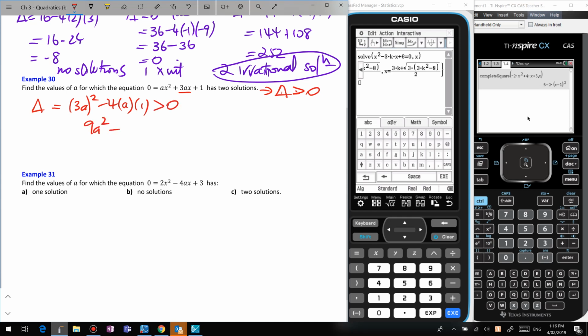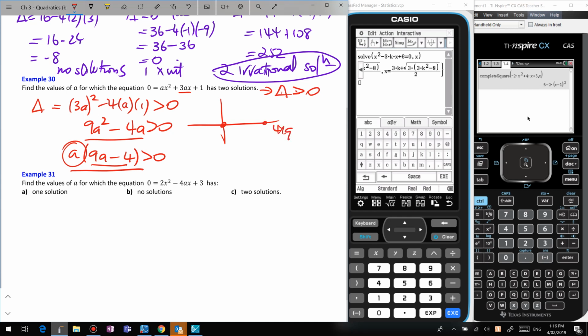9a squared minus 4a has to be greater than 0. So 9a minus 4 has to be greater than 0. When we've got an inequality with a parabola or a cubic or anything that's not linear, like 5x plus 7, then we've got to sketch it. So when it goes through 0, and if we solve that, we get 4/9.